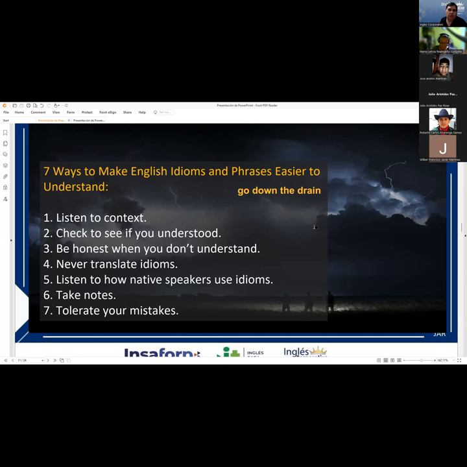So never translate idioms. Don't translate, because the translation doesn't help you. And Google doesn't help you with this. Google many times doesn't understand them. If you put go down the drain, it will tell you literally, irse por el tragante.